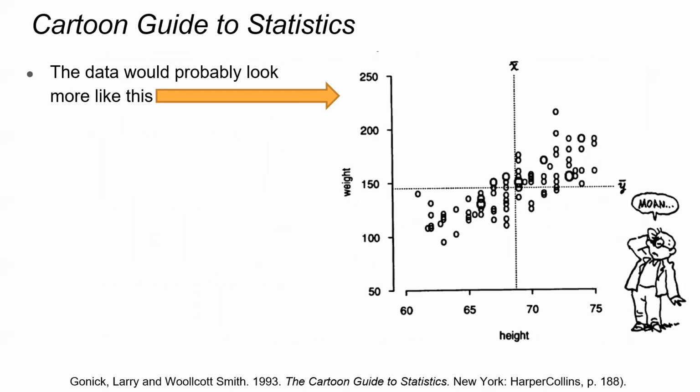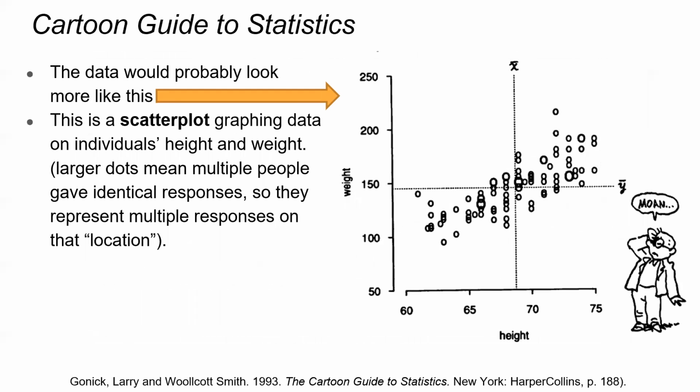The data would probably look like this, rather than the example before, where everything was beautiful and on the line, just like the example that I showed you earlier, a few minutes ago. So this is a scatter plot graphing data on individuals' height and weight. The larger dots here mean that there was more than one person who gave the exact same response. The larger the dot, the more data points in that area. So that's why some of the dots are smaller and some are bigger, okay?